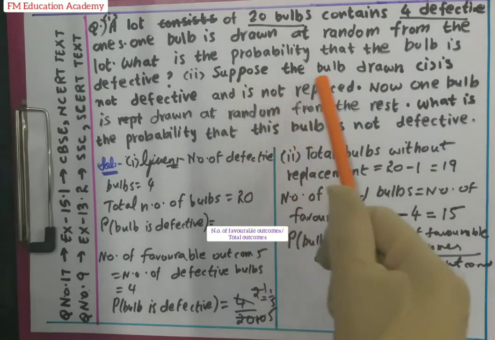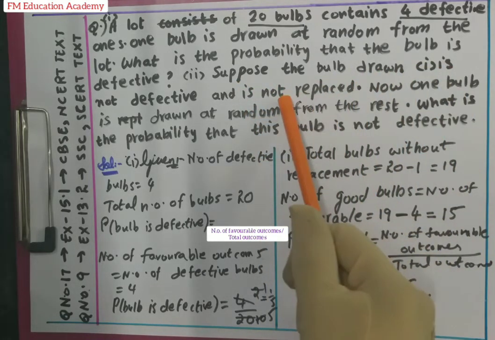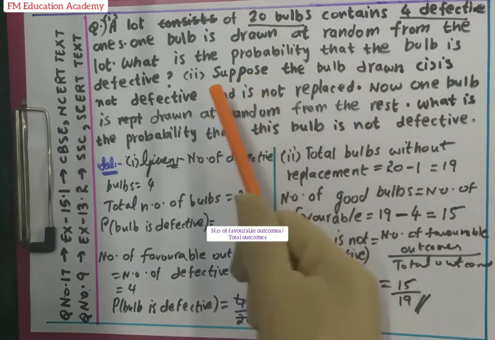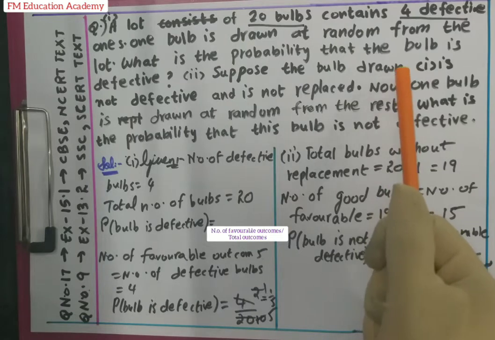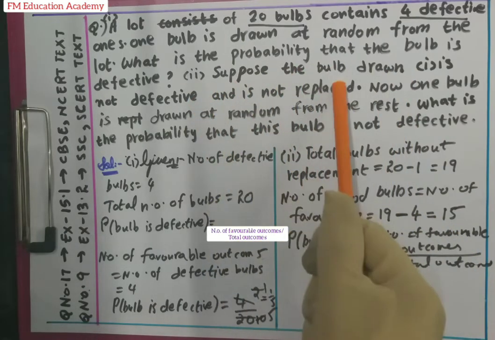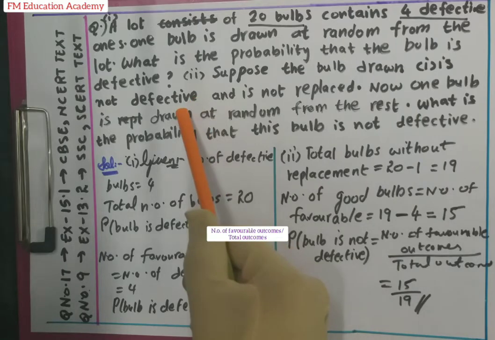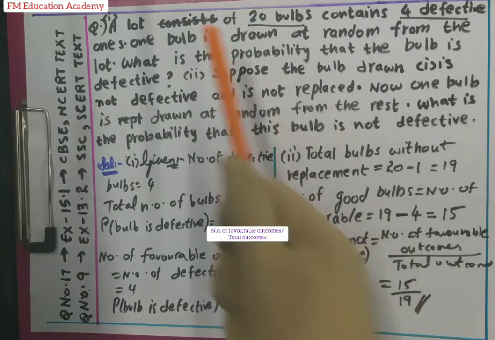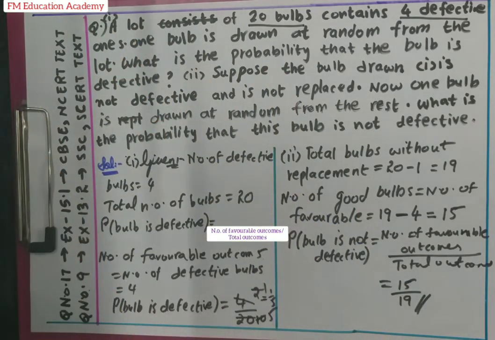Now it is asking me, suppose the bulb drawn is not defective. Observe, this is important. Suppose the bulb drawn is not defective. Drawn means the bulb which we are taking out is not defective. The bulb which we are taking out is a good bulb and is not replaced. It means that after taking it out, we did not keep that bulb back in the lot. Okay, I'll explain this. Suppose there are 20 bulbs. In the second case, you are taking one bulb from the 20 bulbs, and you're not keeping it back.